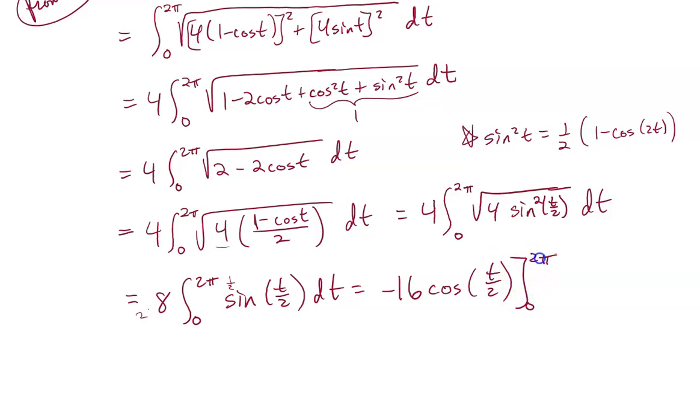evaluating from 0 to 2 pi, which is negative 16 times, and then cosine of 2 pi over 2, so cosine of pi is negative 1, minus cosine of 0 is 1, so we end up with negative 16 times negative 2, which is 32.